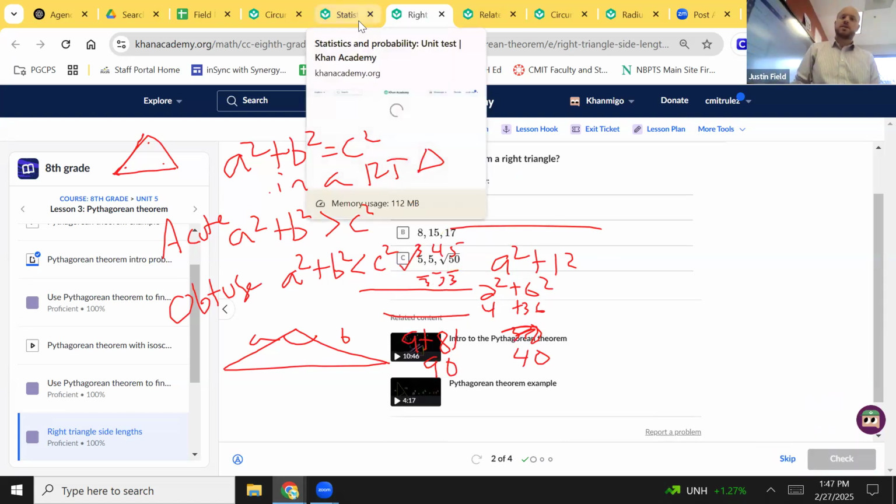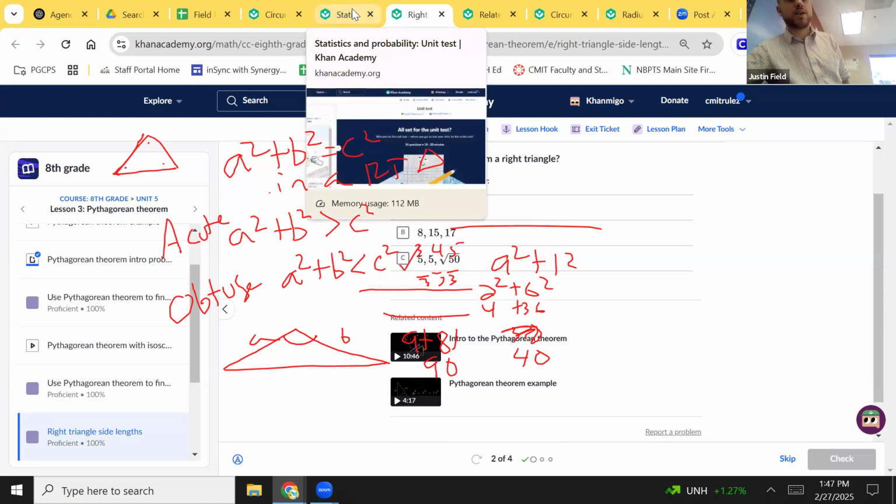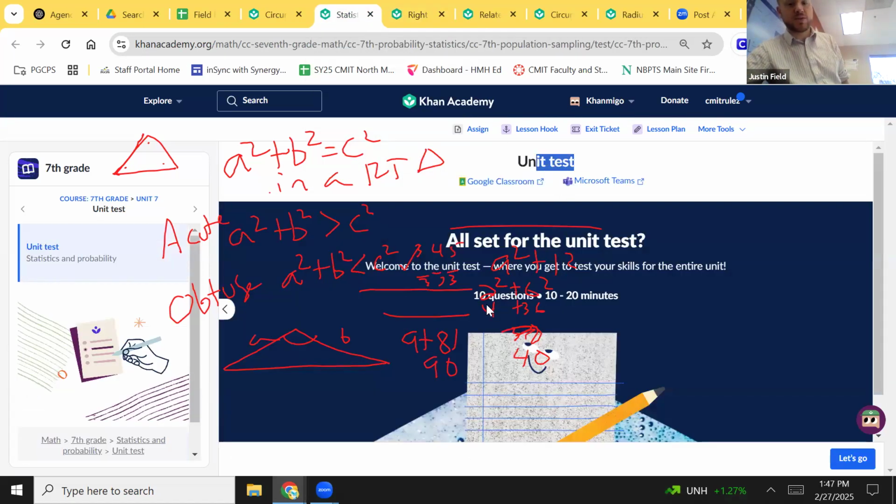This really, maybe another easy week, except for now you got this unit test, which is 10 questions, 10 to 20 minutes. Okay, so have fun. The Chromebooks are charged.